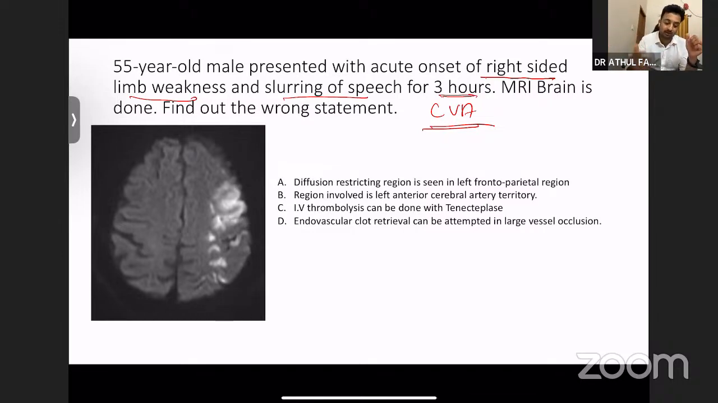Here the MRI image is given. Find out the wrong statement. That is the question. So you have to see the MRI image and find the wrong statement. The first option is: diffusion restriction region is seen in left frontoparietal region. That is the first option.